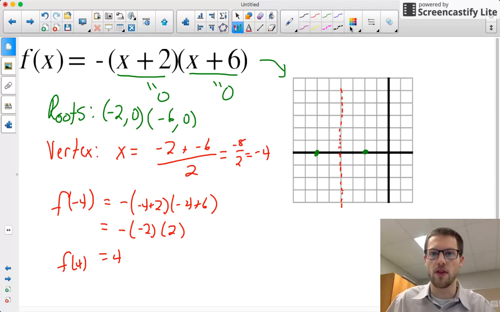I can plot this on my graph, or rather, this is negative 4. So negative 4, 1, 2, 3, 4. Here's my vertex, here are my roots. This is really all that I need to draw a good graph for this thing. And there you have it.